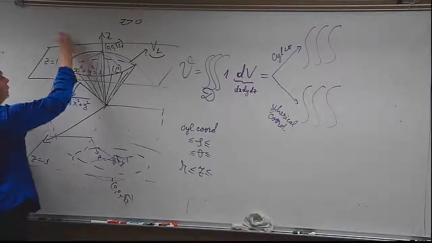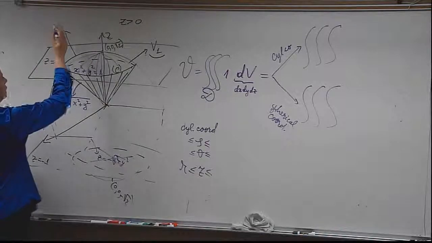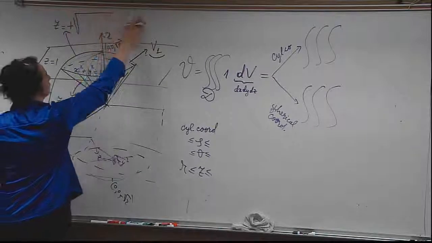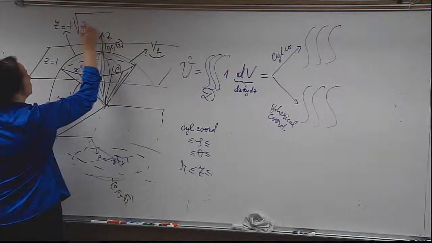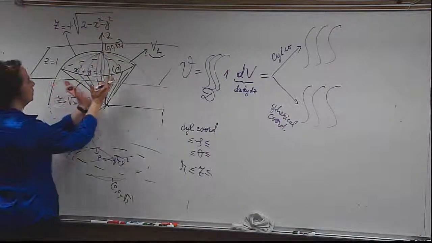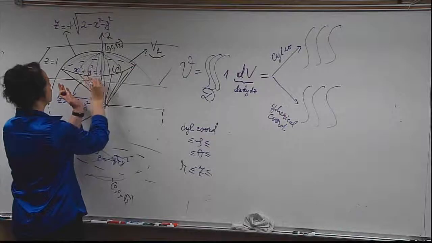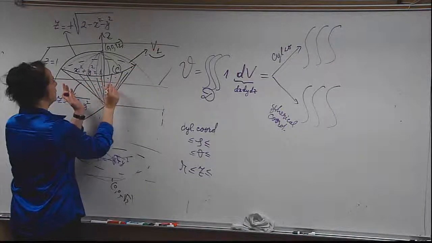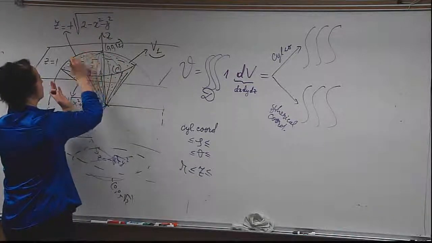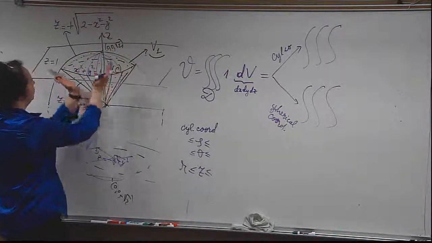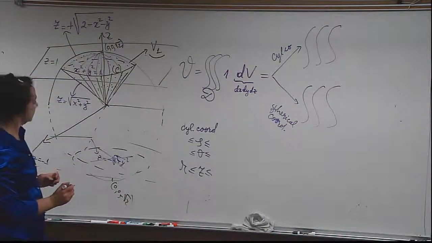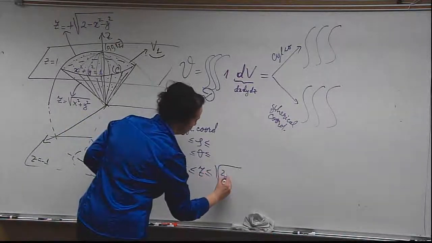What is the upper bound? z equals plus square root of, what was it, guys? So are we taking the volume of all the ice cream inside the cone as well? Inside, so between the cone, where the ice cream lies, and the sphere. The sphere is the upper function, the cone is the lower function. So I have the square root of 2 minus r squared.